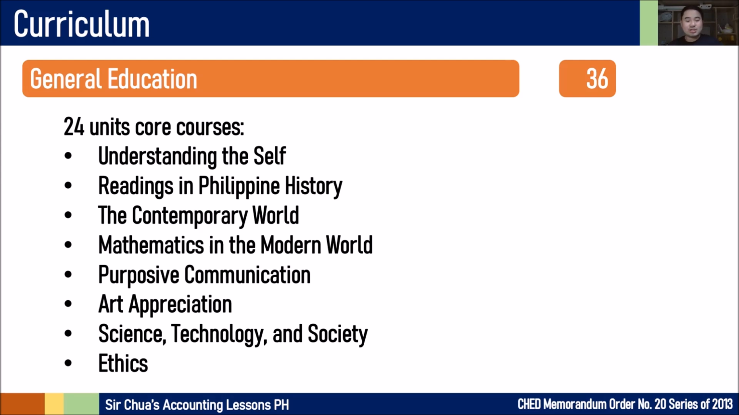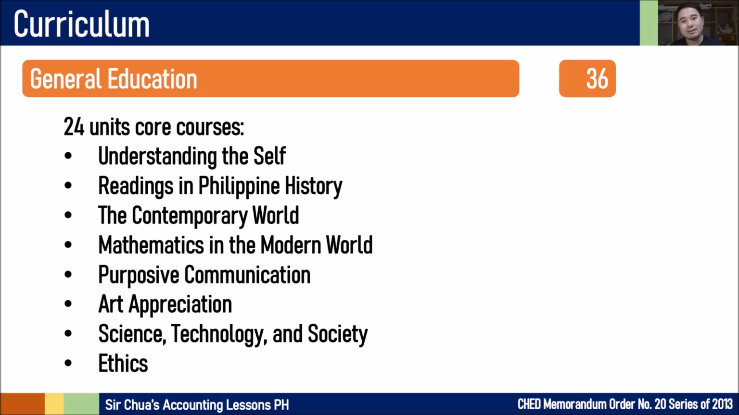But, CHED Memorandum Order number 20, series of 2013 prescribes the following 8 courses, 3 units each, to complete 24 units. And they are Understanding the Self, Readings in Philippine History, the Contemporary World, Mathematics in the Modern World, Purposive Communication, Art Appreciation, Science, Technology and Society, and Ethics.